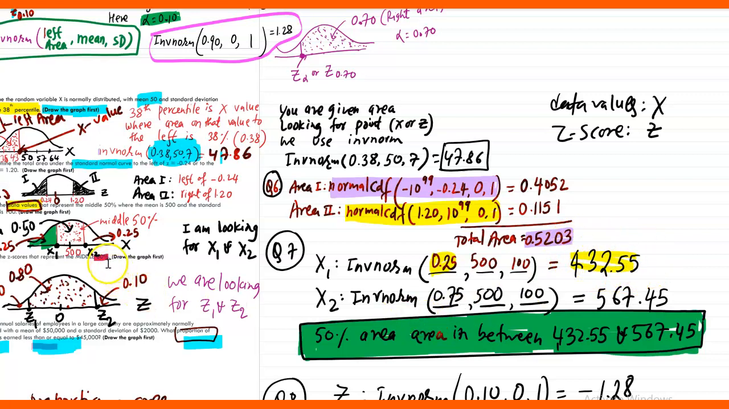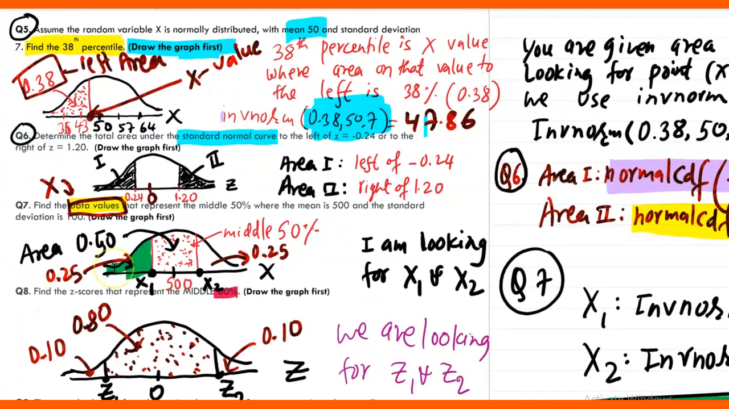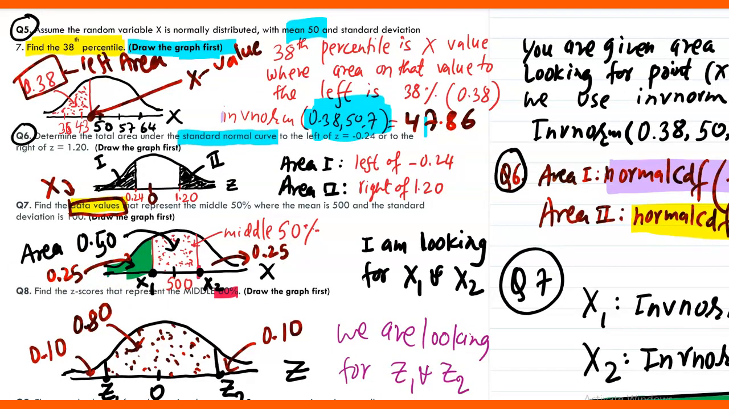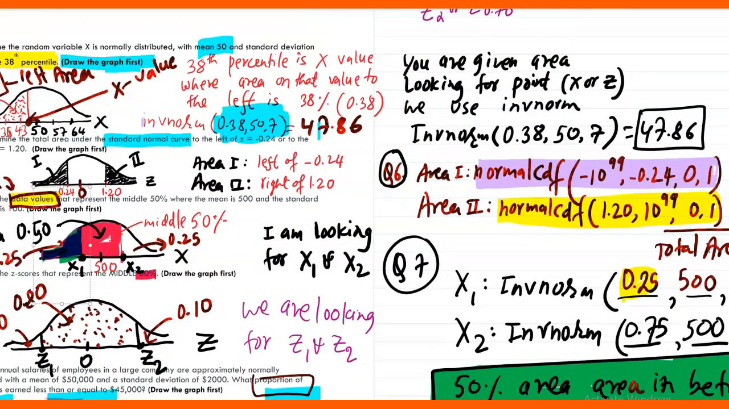Similarly, to find x2, what's the left area from x2? Watch here. This is the x2 here, okay? And if you look at the left area from x2, look at this whole area on the left of x2. How much is that? 50% and 25%. Altogether 75%. Therefore, from x2 to the left, area is 0.75. Therefore, I use 0.75 to find x2 as a left area.